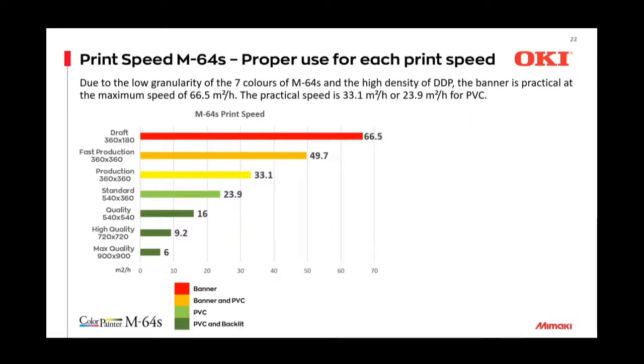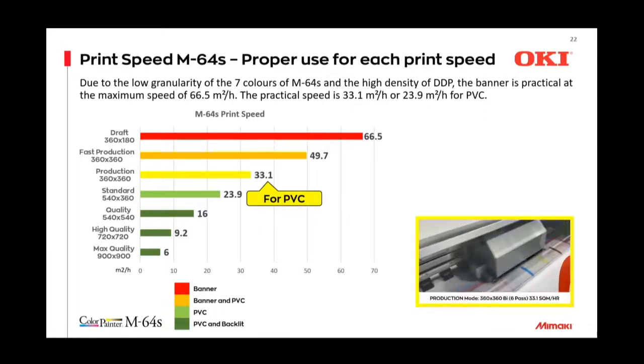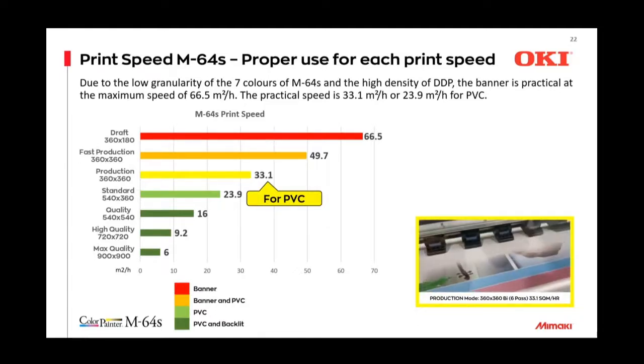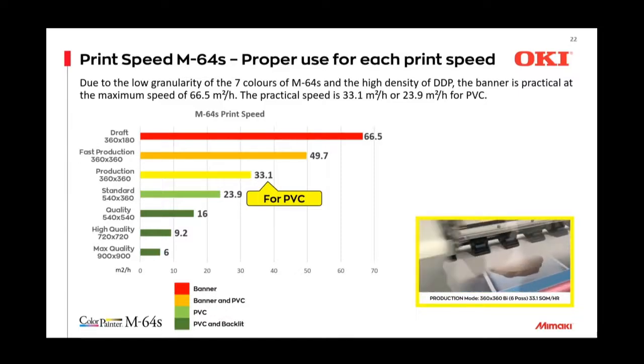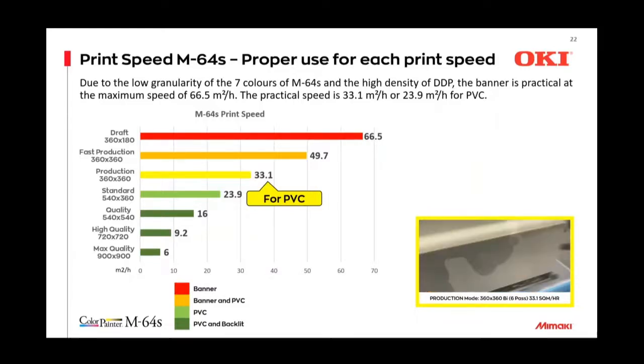All right, so what we've got here is an end user print mode or practical speed for the M64s. If we look here, we're saying on PVC, 33.1 square meters an hour is achievable, especially under our DDP setting functionality. I received some hands-on training with the M64s in February and I just took some video. I'm not sure how well you can see it, but it's 360 by 360 bi-directional 6-pass. This is at the 33.1 square meters an hour.